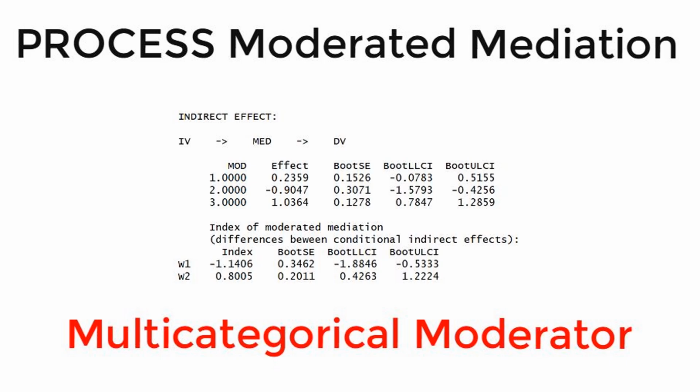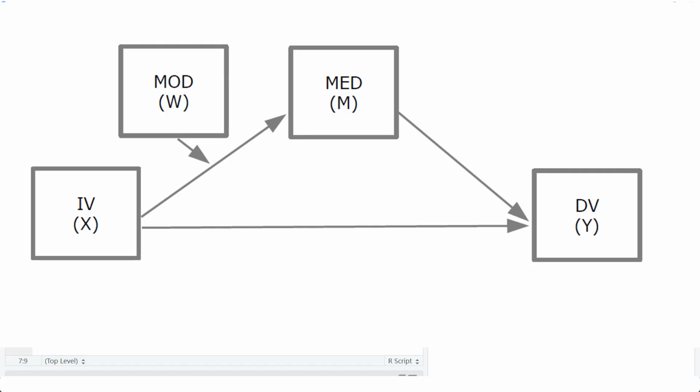In this video I show you how to run and interpret a moderated mediation with PROCESS with a multi-categorical moderator, that is a moderator with more than 2 categories. I will show you how to run this with R or with SPSS, and I'll show you how to interpret the output, because that's the same for both programs. I will demonstrate this in the context of PROCESS model number 7, this model here, with a moderated A path, but the same logic applies if you run instead one of the other moderated mediation templates.